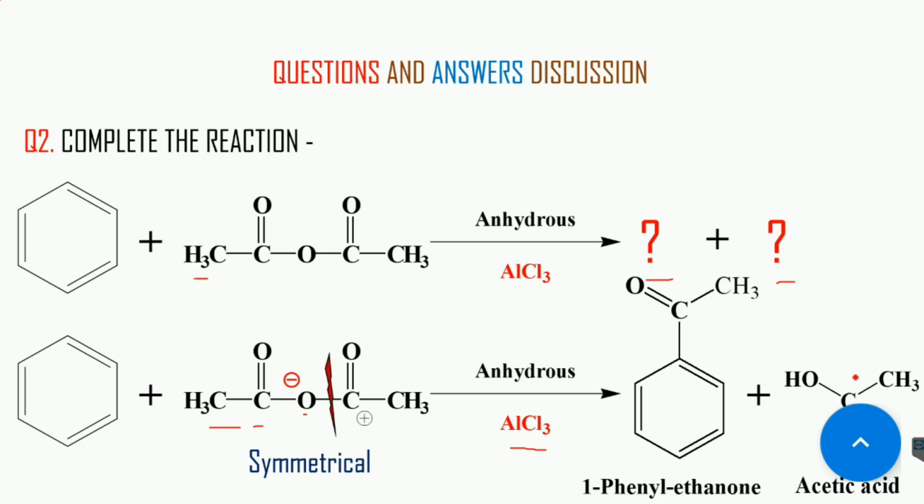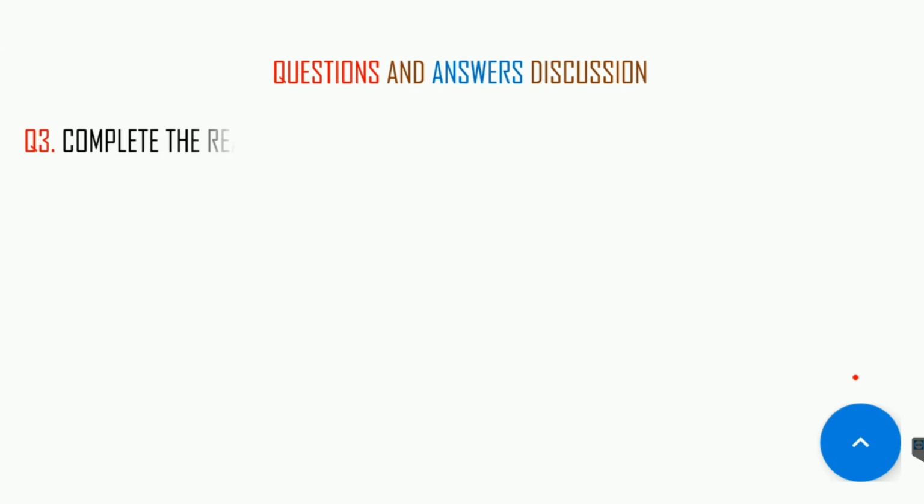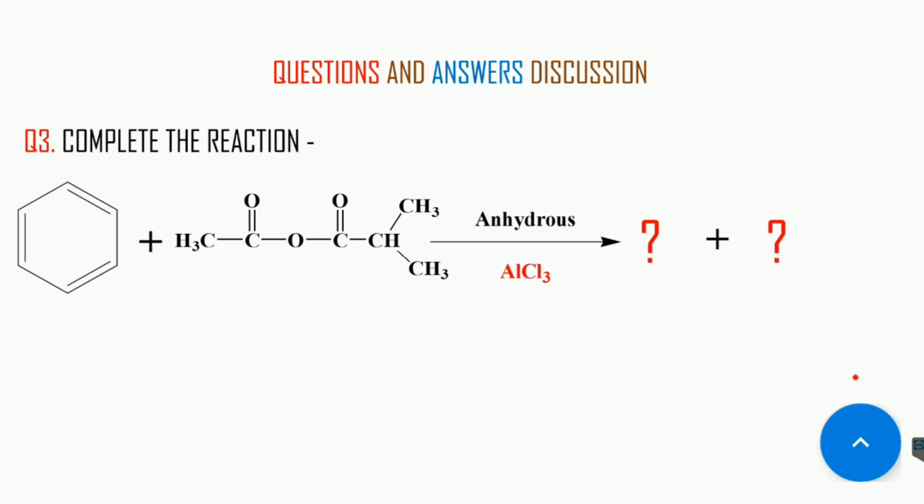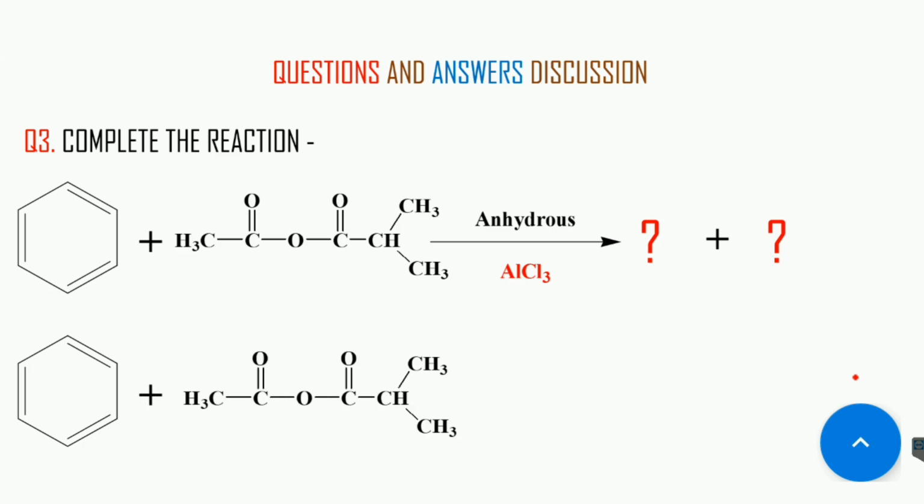Okay, understood. Now comes question number 3. It's also an incomplete reaction. You have to complete this one. Okay, let's see. So here it is, our reaction. We have to find out our desirable products. Okay, let's do it. So here is our benzene. Here is our reactant in the presence of our Lewis acid, that is anhydrous AlCl3.